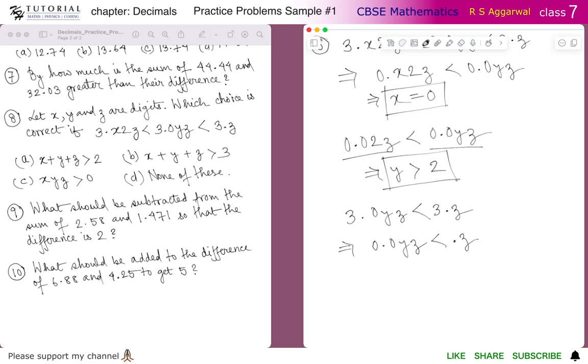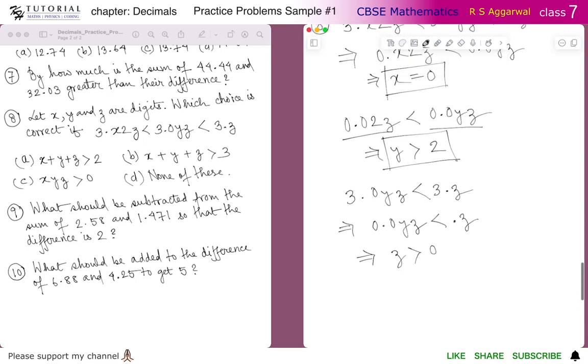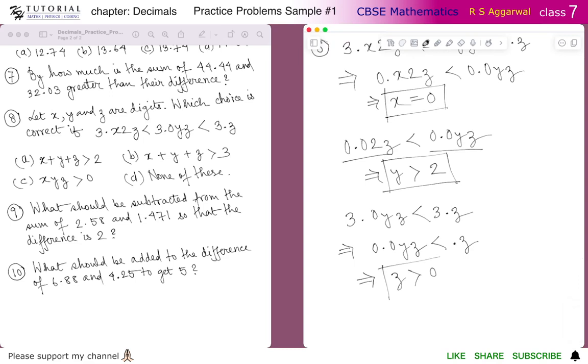To compare the decimal parts, we have to compare digit by digit. The first digit in the first decimal part is 0, and the first digit in the second decimal part is z. So this implies z has to be greater than 0. It cannot be 0, it has to be greater than 0. So now we have these three pieces of information about x, y, z. Now we have to check the options, to see what is coming true.